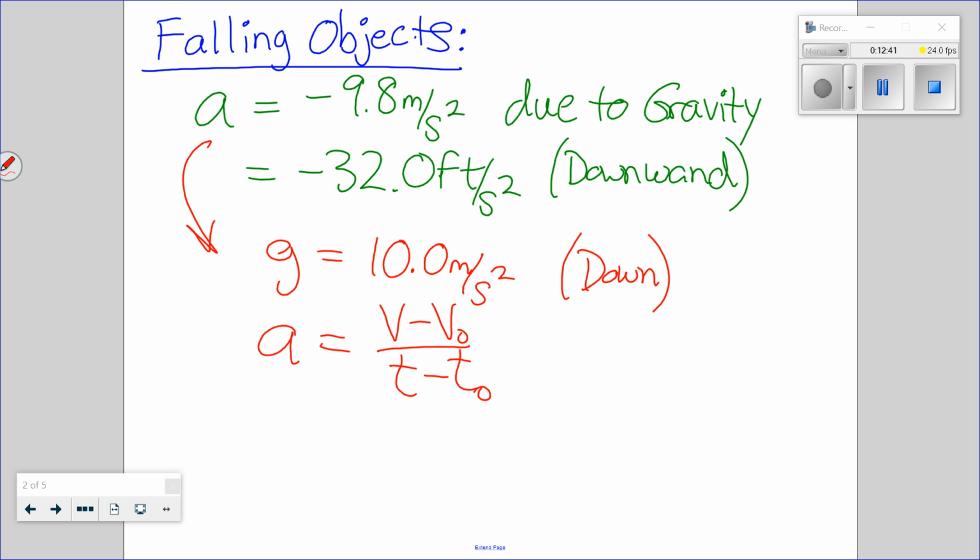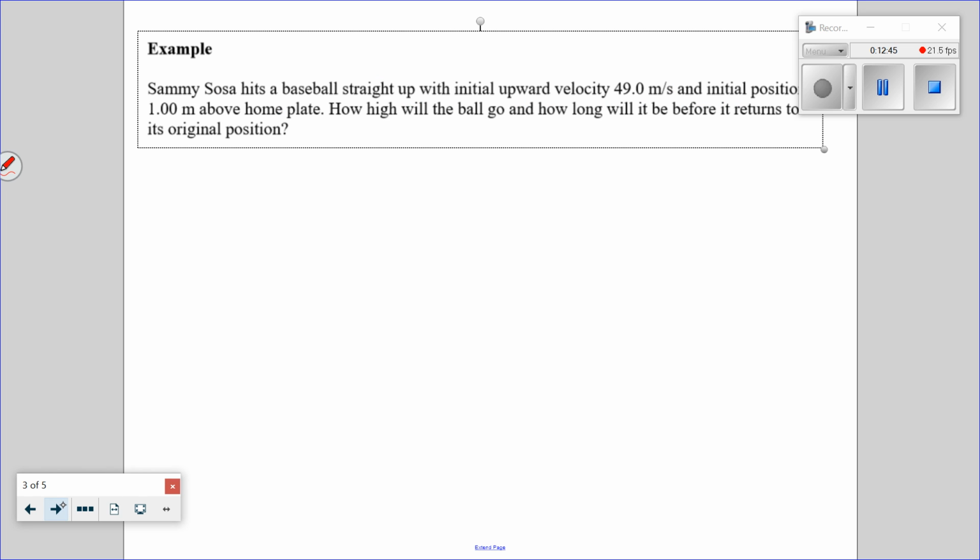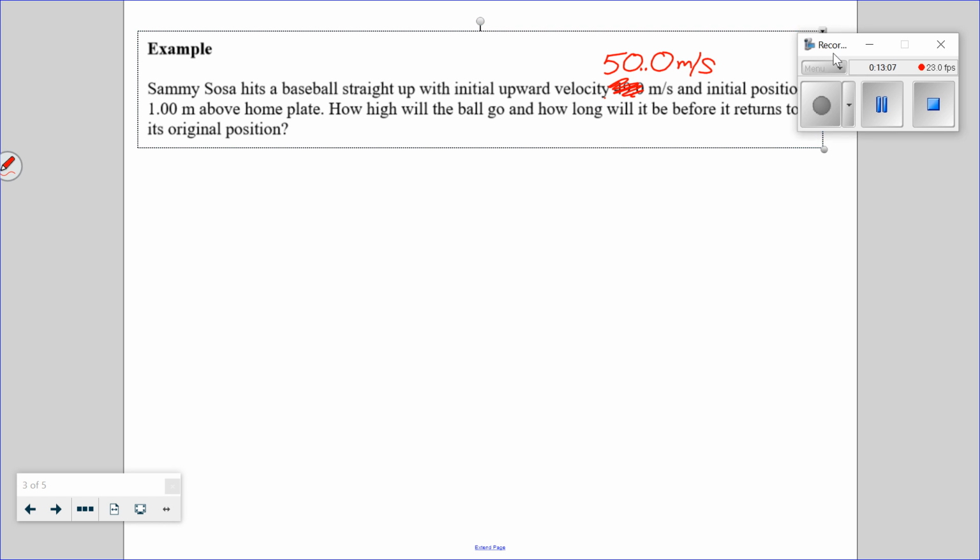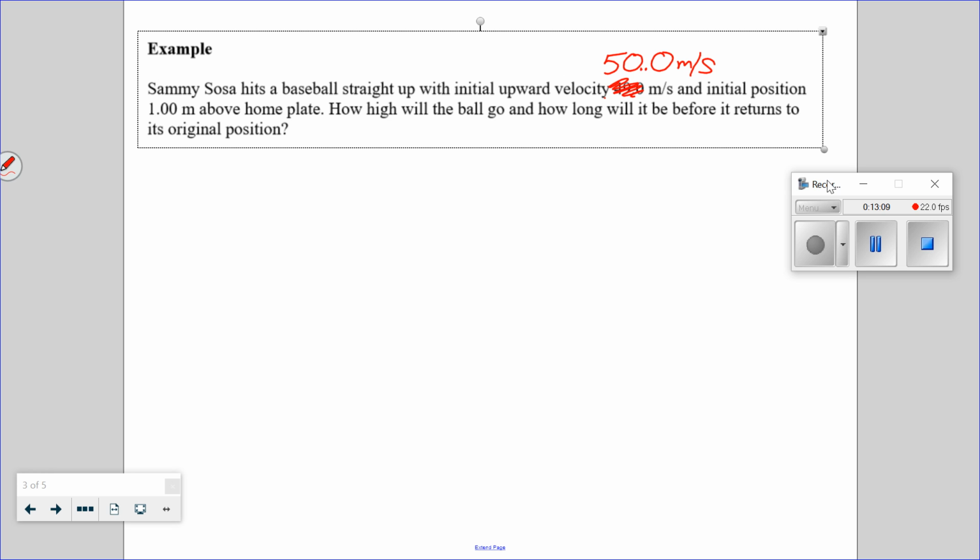Okay. So if you hit a baseball straight up with 49.0, I meant to use 9.8 here. Just to mess with myself. Okay. Right? Now, let's fix it. On a test, I would say 50 meters per second and not 49. Oh, an initial position 1 meter above home plate. How high will the ball go, and how long will it be before it returns to its original position?